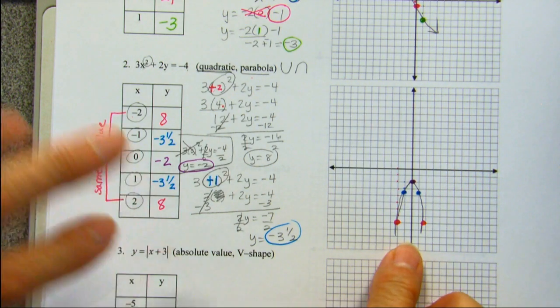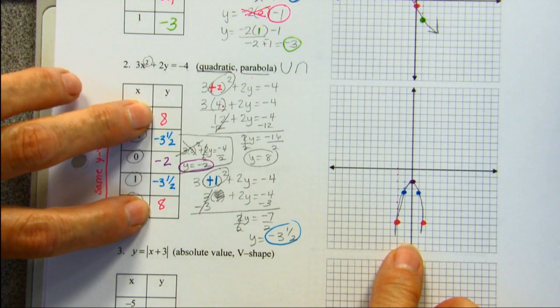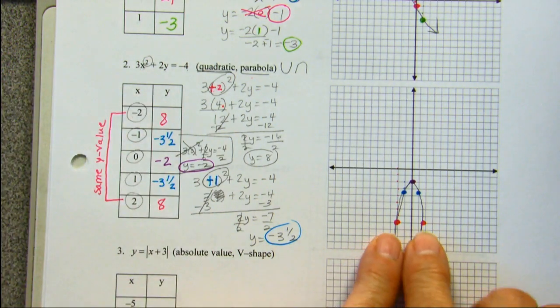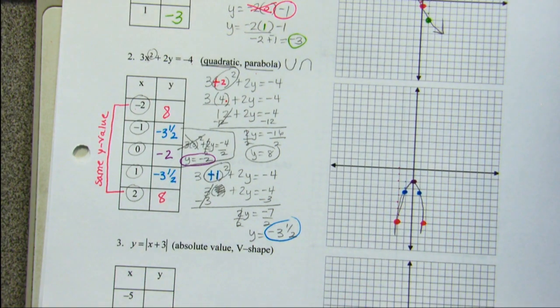Notice where the 2 and negative 2 had the same answer, they're just mirrored images. And the 1 and negative 1, they're mirrored images.